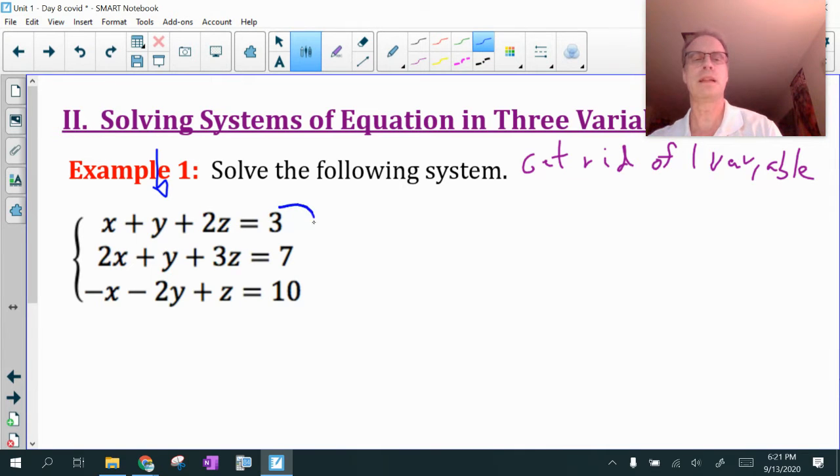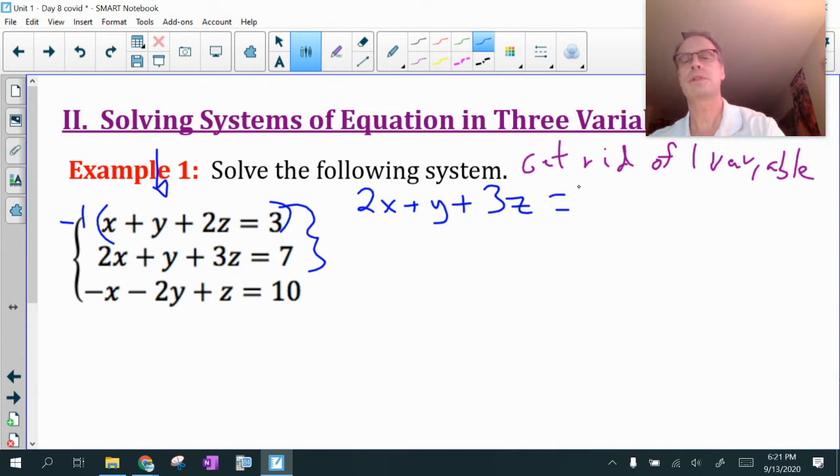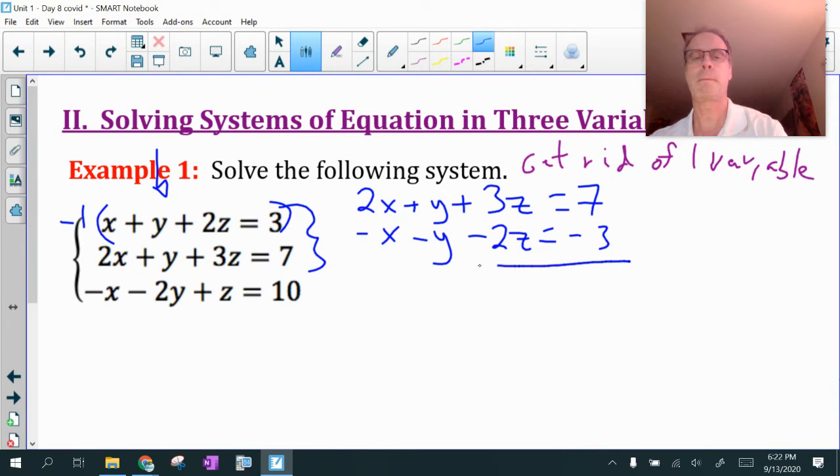Now, how am I going to go about doing this? Well, I can eliminate y by multiplying this equation through by -1. And I'm going to combine that with that second equation. So here's my second equation: 2x plus y plus 3z equals 7. And then I'm going to multiply that second equation through by -1. So I'm now looking at -x minus y minus 2z equals -3.